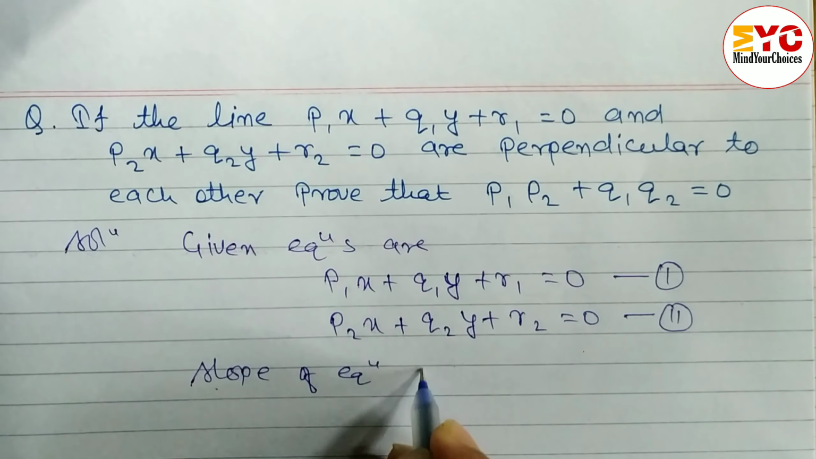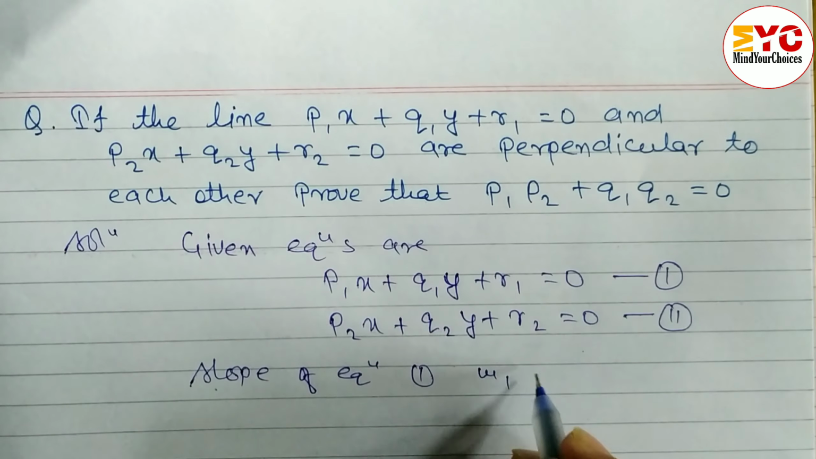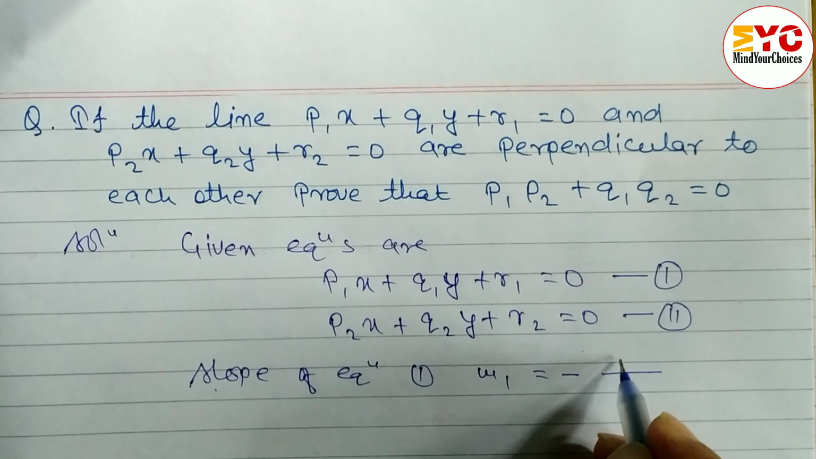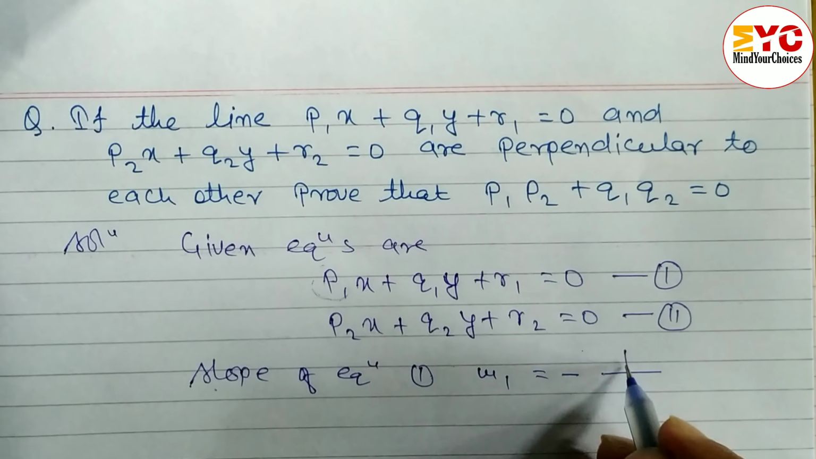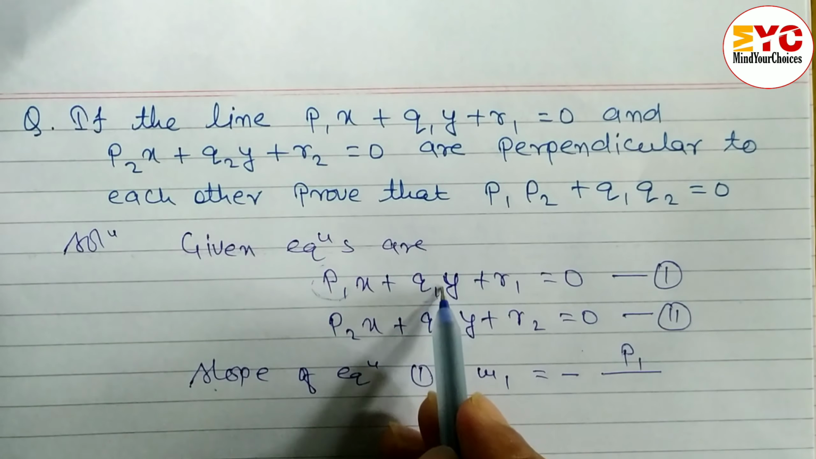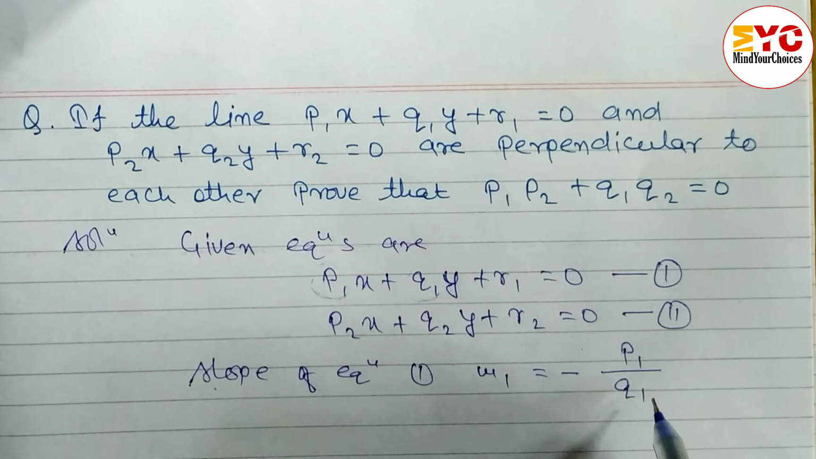Slope of equation 1, let's say m1, is equal to, the formula is, minus coefficient of x by coefficient of y. What is the coefficient of x? What is in front of x? P1, so we have to write here P1. And the coefficient of y, what is here? Coefficient of y is Q1, so we write here Q1.